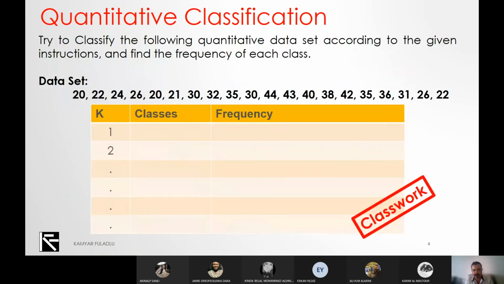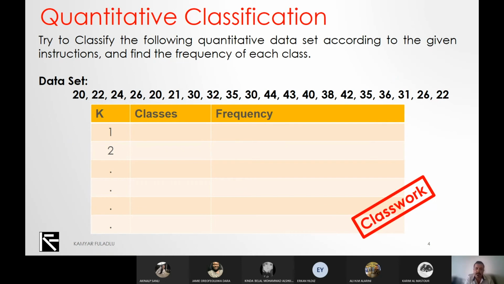So imagine we have this data: 20, 22, 24, 26, 20, 21, 30, 32, etc., until 22. It can be anything. It could be the height of land. It could be a topography contour. It could be an age. It could be a length. It could be a weight. It doesn't matter what it is. It is data, and as you can see, it is quantitative, and we want to classify it.